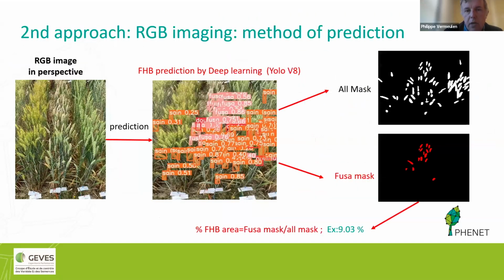So then when we have a model, the idea is to apply this model on the RGB images we acquired in the field, in the plots, in order to assess the resistance of the variety to Fusarium. And so using the model, you can have a mask showing just the ears on the image, and another mask showing you the Fusarium pixels detected, and by just a ratio you have the percentage of Fusarium on your ears.